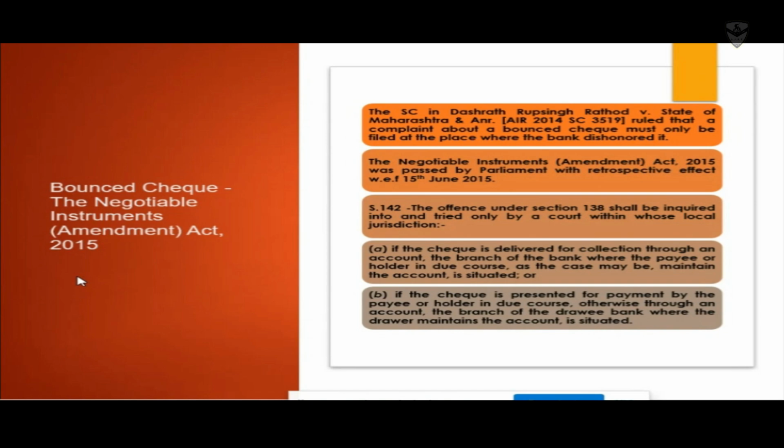In case of account payee checks, where the payee is maintaining the account, there the courts will have jurisdiction to try the offense under Section 138.